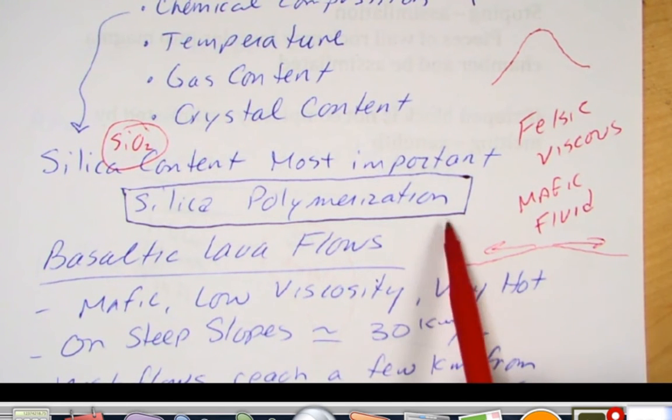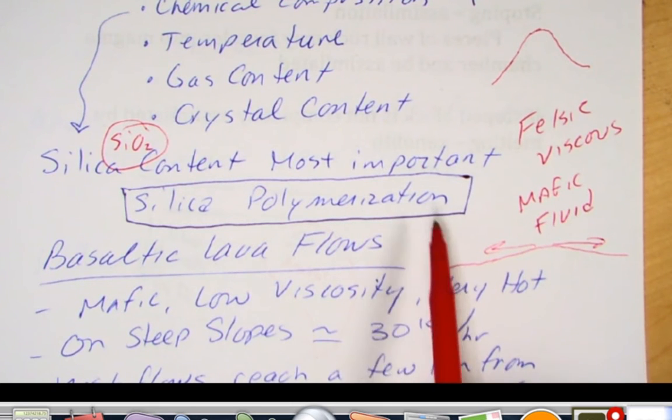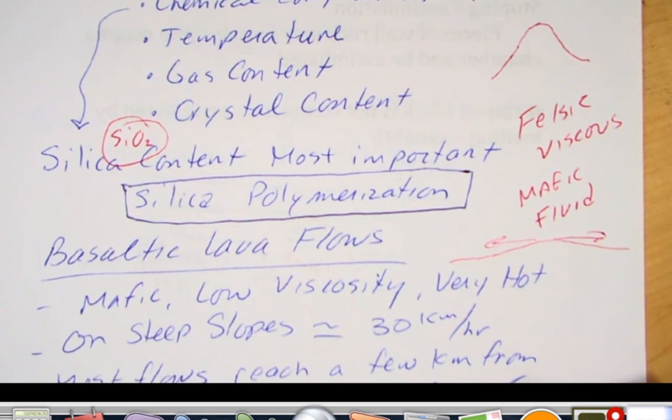And then later on, I'm going to talk about this process called silica polymerization. Just think about this polymerization as a fabric. What tends to happen is these silica tetrahedra end up linking to each other, holding on to each other, sharing the oxygen, and making chains and rings of silica polymers. And that tends to make the magma stiff, right? So I'll mention that more in a little bit here.